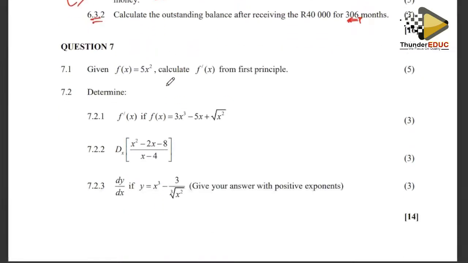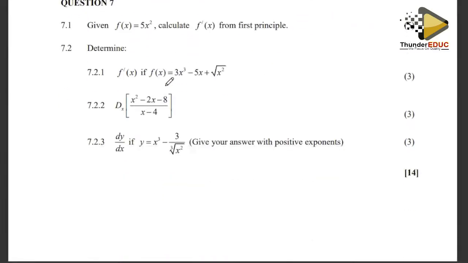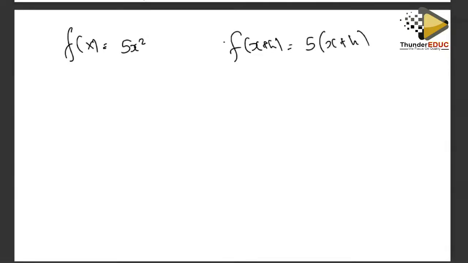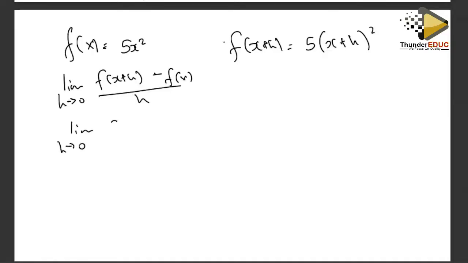Then question number 7, which is calculus. Now they want us to get this from first principles: 5x squared from first principles. One thing we need to know is that if our f of x is 5x squared, we need to find f of x plus h, which will be 5 into x plus h squared. Then we know the limit as h tends to 0 of f of x plus h minus f of x, divided by h. We do the substitutions: limit as h tends to 0 of 5 into x plus h squared minus our f of x, which is just 5x squared, over h.